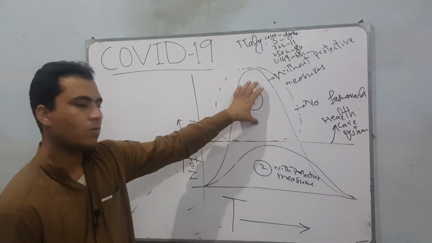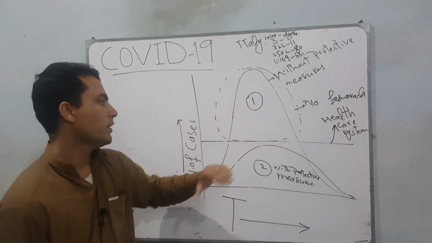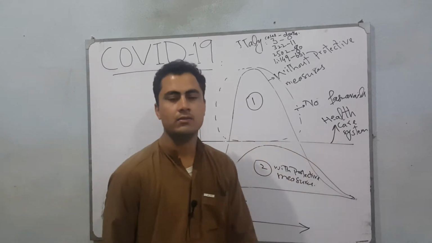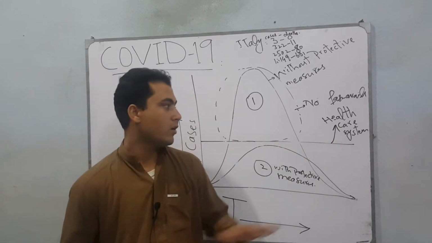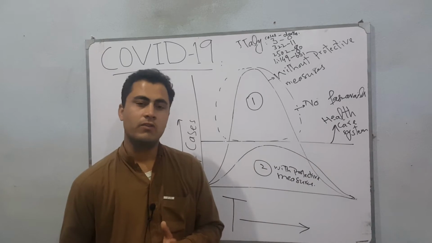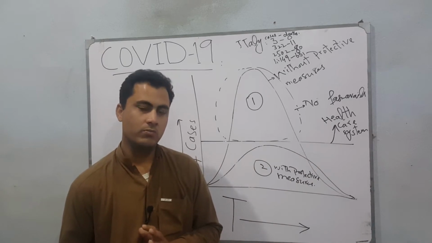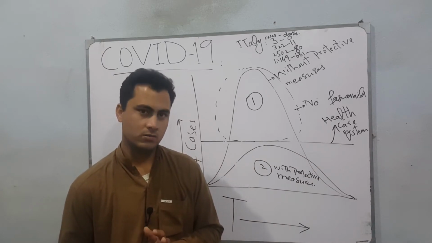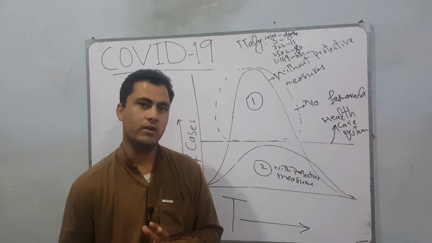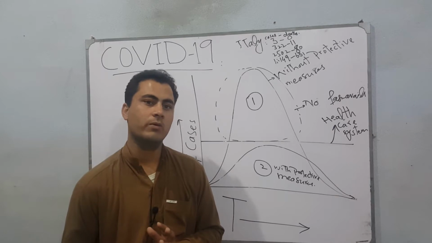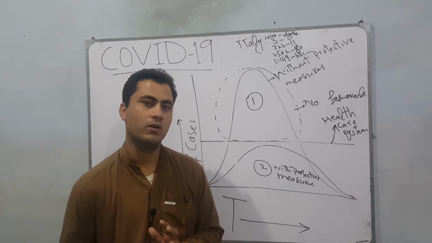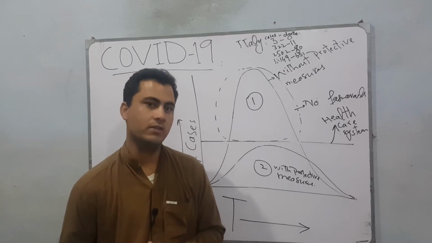This is curve number 1 and this is curve number 2, and this horizontal line represents the healthcare system of a particular country. Now what is the healthcare system of a particular country? By healthcare system we mean the number of doctors, number of nurses, number of ventilators and number of other medical equipment available for the citizens of a particular country in order to treat them.